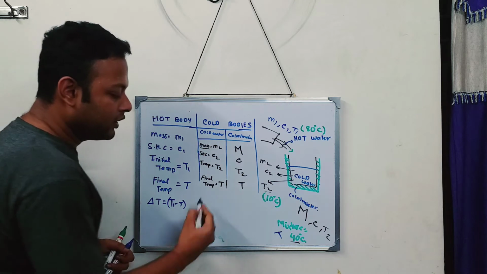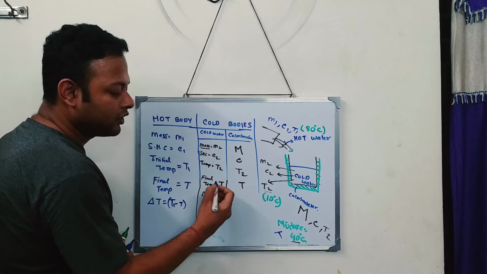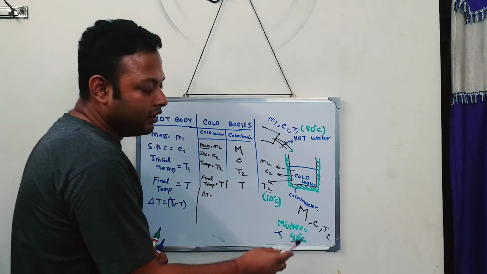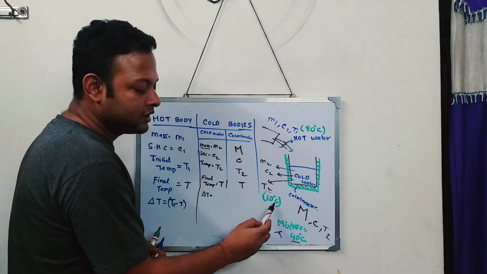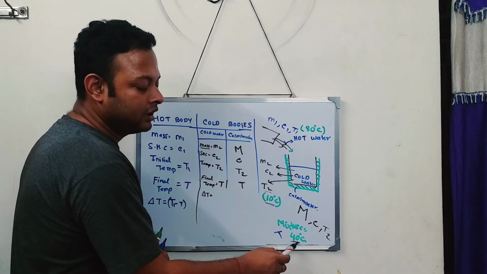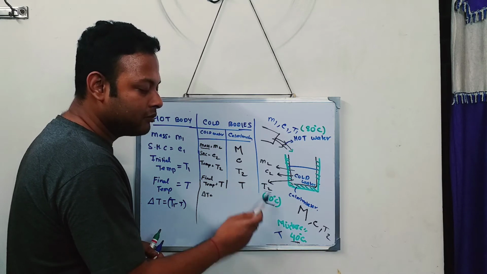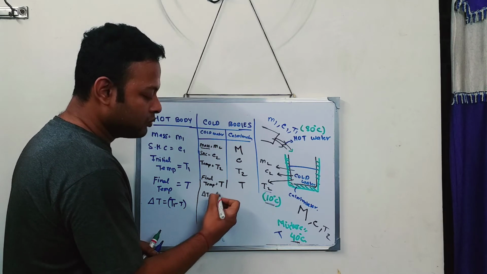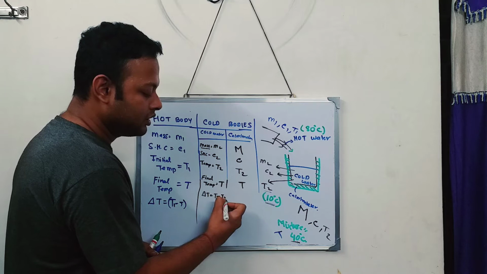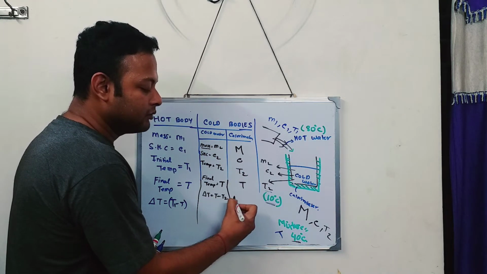The delta T for the cold water: the cold water has an initial temperature of 10 degrees and finally it becomes 40 degrees. So delta T is 40 minus 10. That means it will be T minus T2. So delta T is T minus T2. And even for the calorimeter, delta T is the same thing.